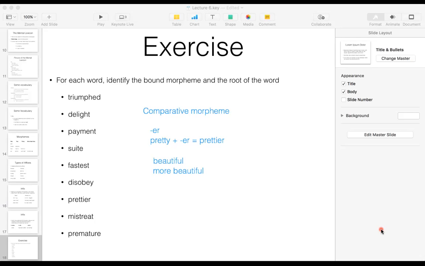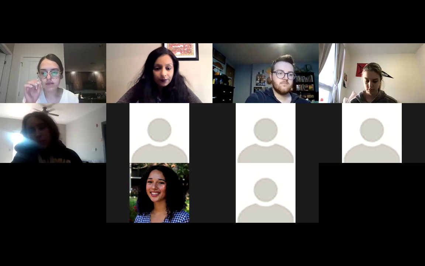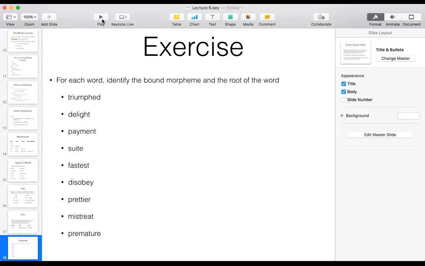Mistreat, again, very similar to payment and disobey. Treat is the root of the word and mis is the prefix. And the same thing with premature. Mature is the root of the word, and the bound morpheme is pre, right? Any questions on that? Okay. Let's move on.